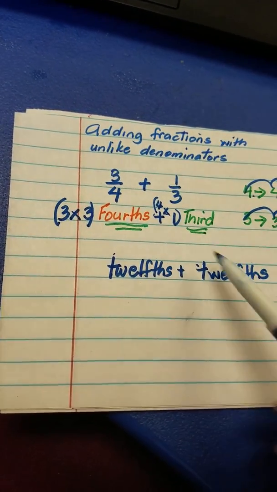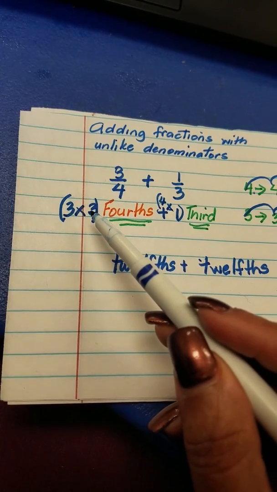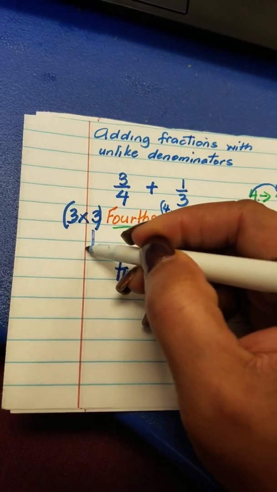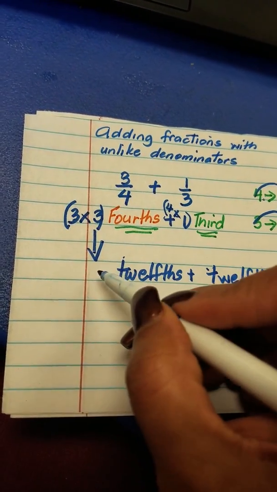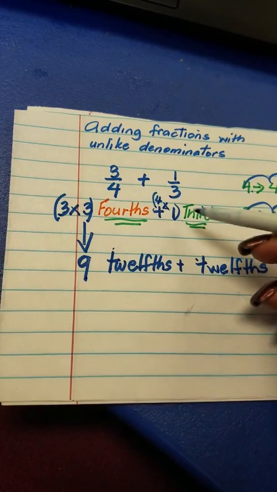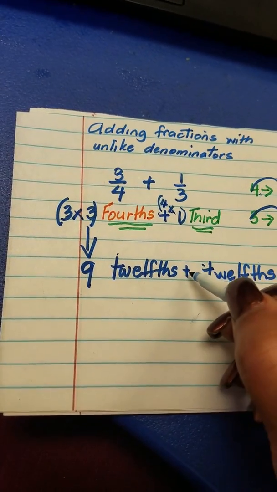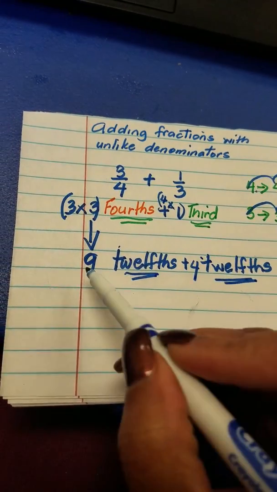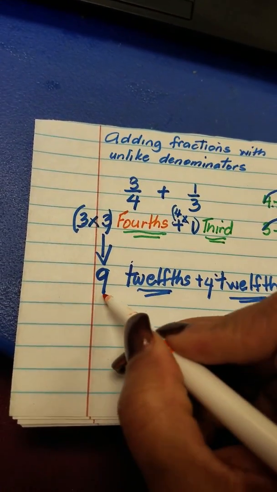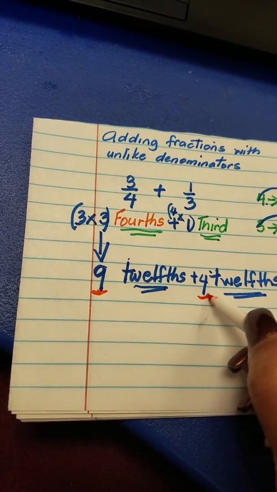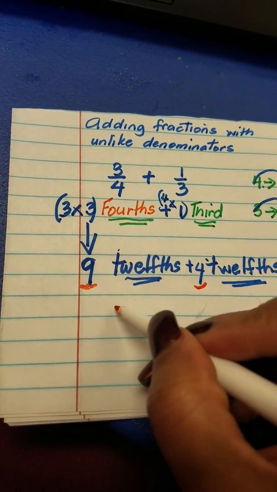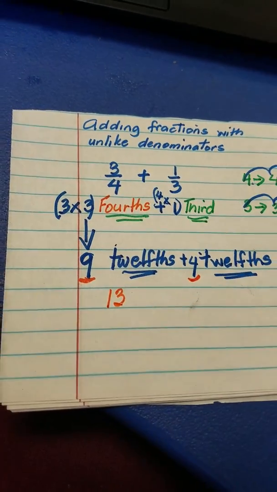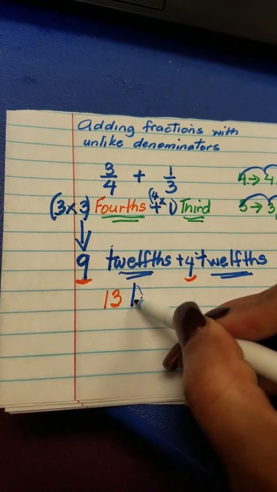Now, because our units are the same, all we have to worry about now is our numerator. 3 times 3 would be 9. So whatever answer I get, we'll work with that unit. So this would be 9 12s. 4 times 1 is 4. So now our units are the same. All we have to do now is worry about our numbers. And the numbers that we have are 9 and 4. 9 plus 4 is 13, and our unit is 12s.